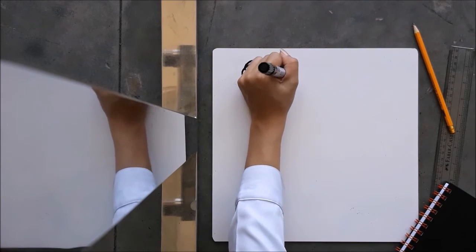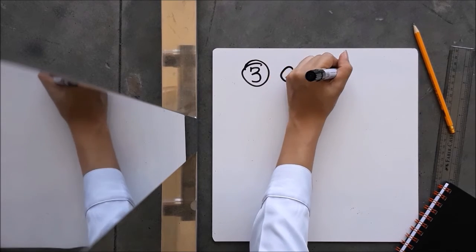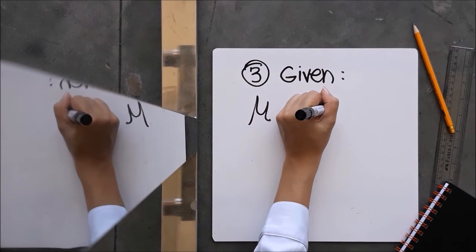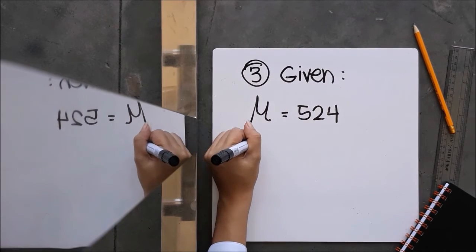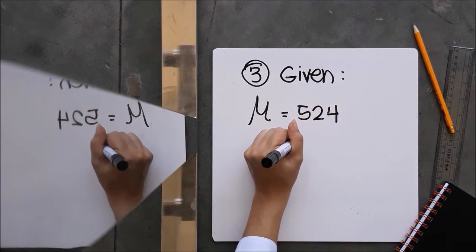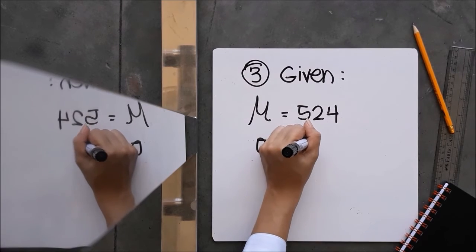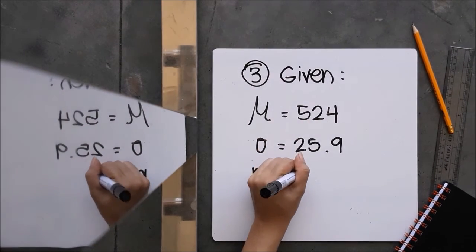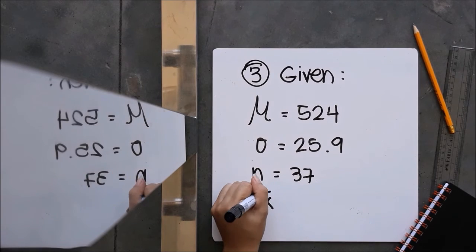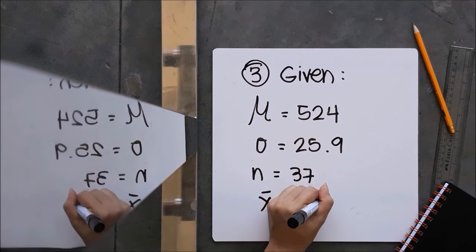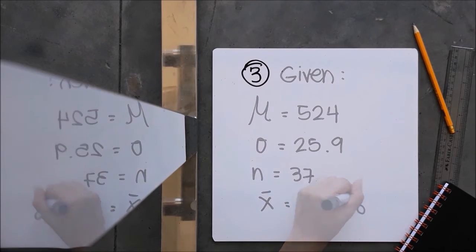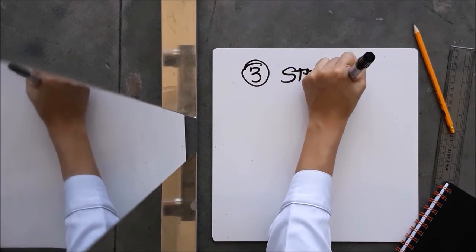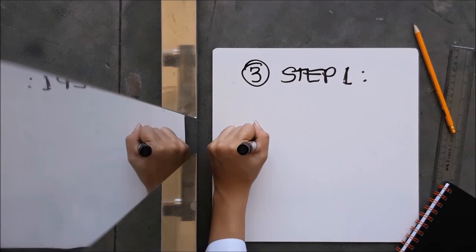Write the given data. Mu is equal to 524. Standard deviation is equal to 25.9. And our sample size is equal to 37 and x bar is equal to 534.8. Now step 1.